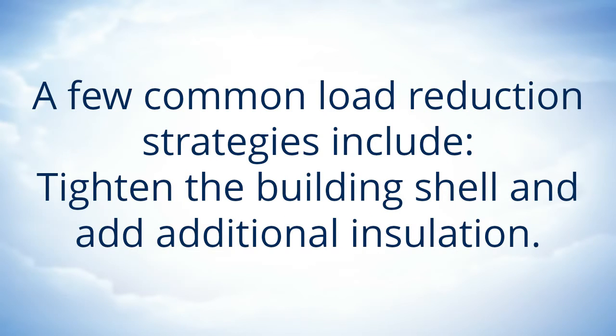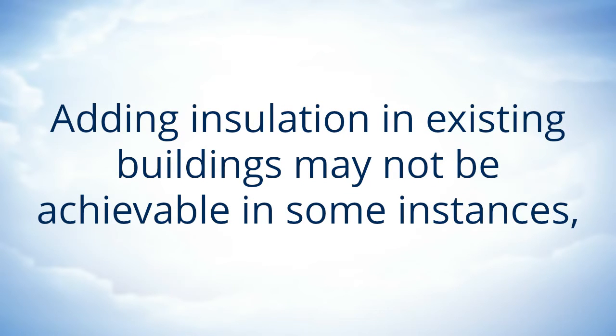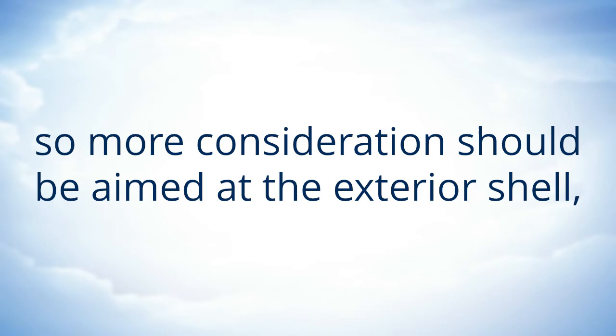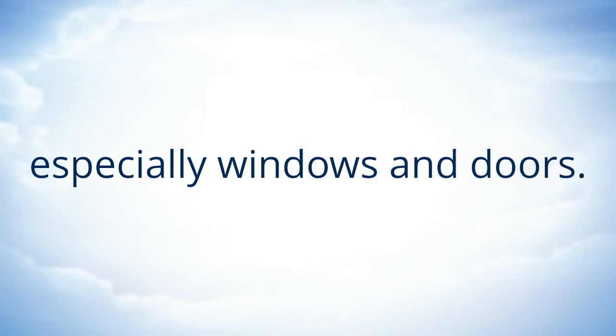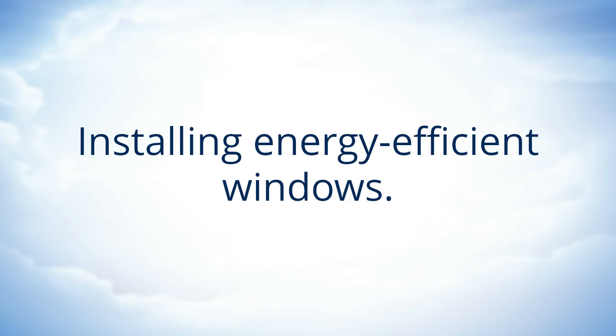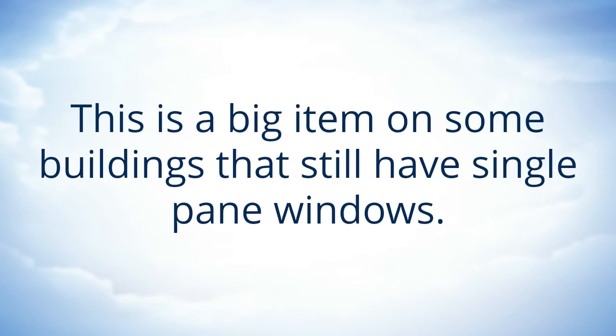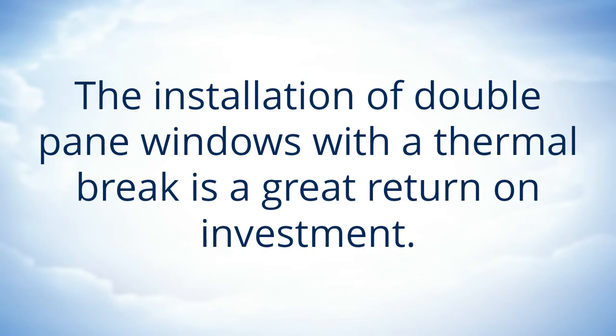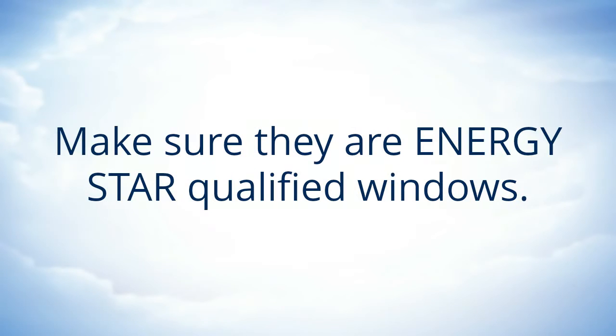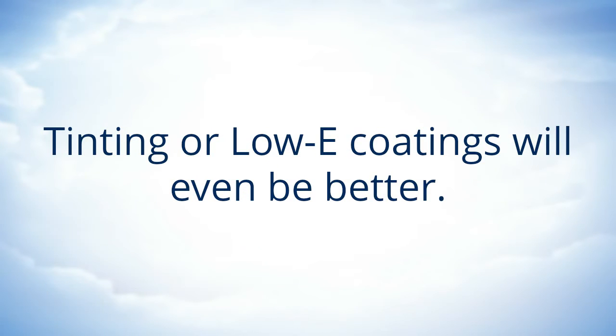A few common load reduction strategies include: tighten the building shell and add additional insulation. Adding insulation in existing buildings may not be achievable in some instances, so more consideration should be aimed at the exterior shell, especially windows and doors. Installing energy-efficient windows. This is a big item on some buildings that still have single-pane windows. The installation of double-pane windows with a thermal break is a great return on investment. Make sure they are Energy Star qualified windows. Tinting or low-E coatings will even be better.